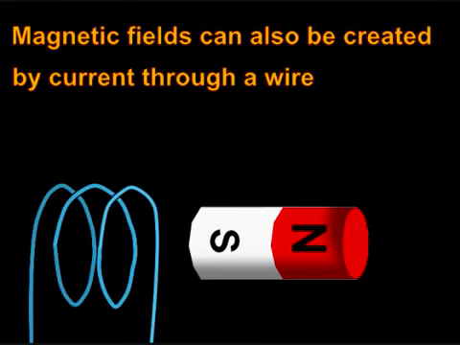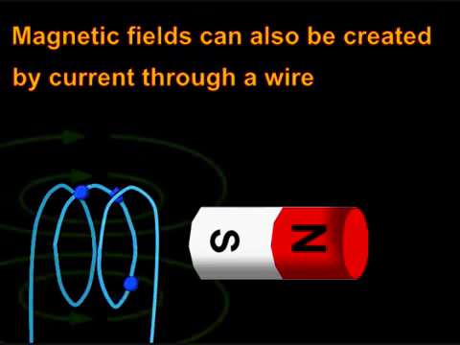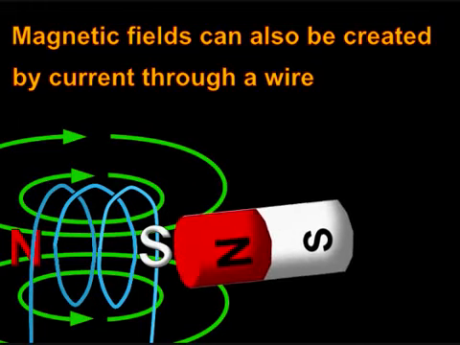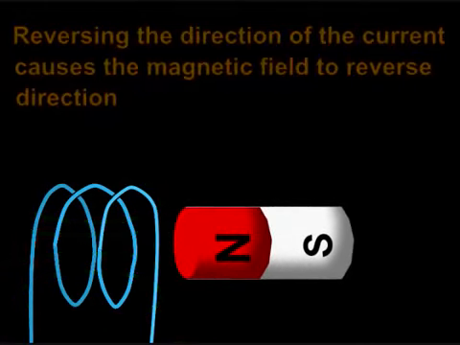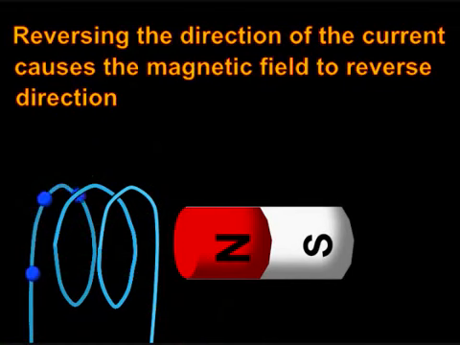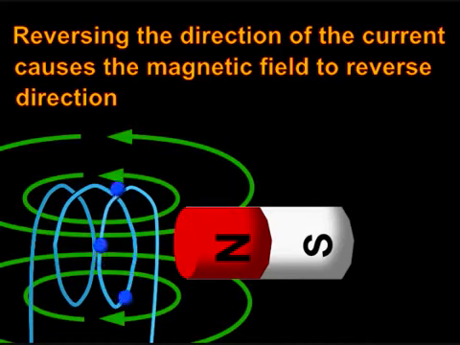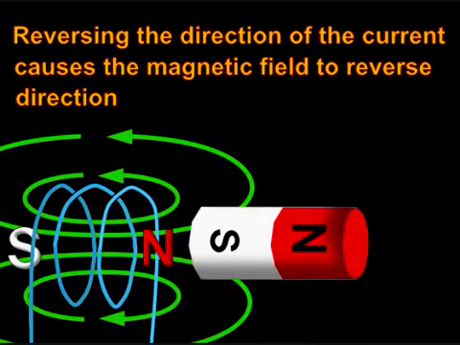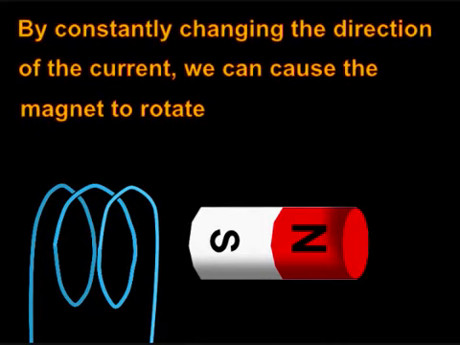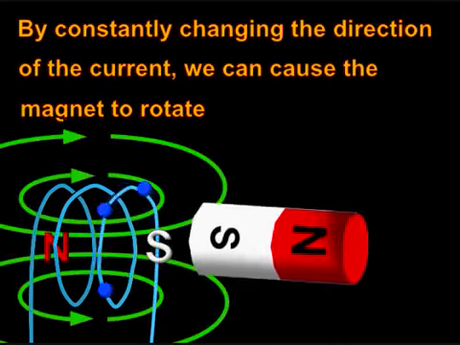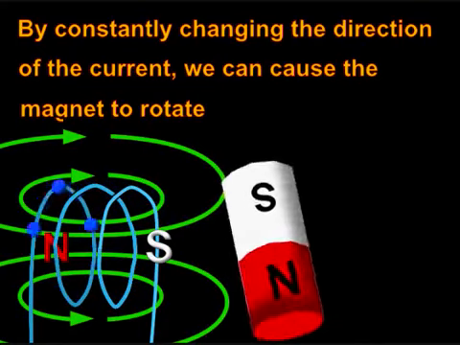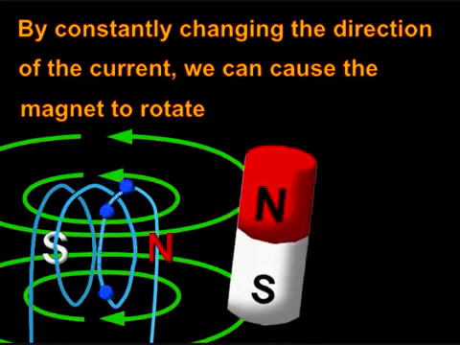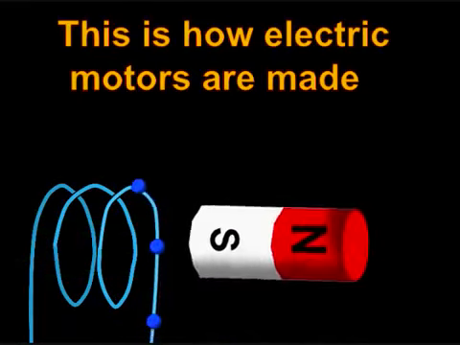Magnetic fields can also be created by current through a wire. Reversing the direction of the current causes the magnetic field to reverse direction. By constantly changing the direction of the current, we can cause the magnet to rotate. This is how electric motors are made.